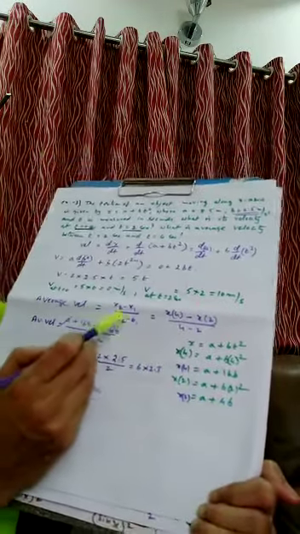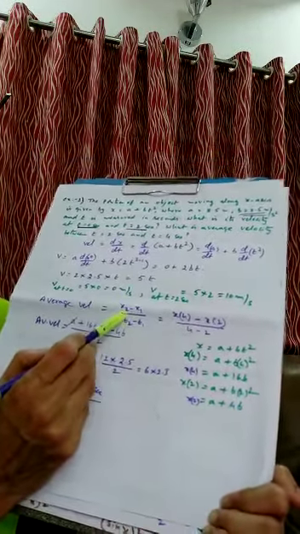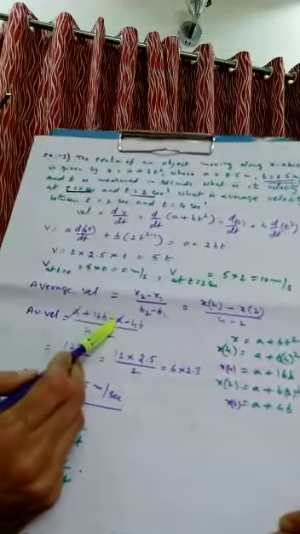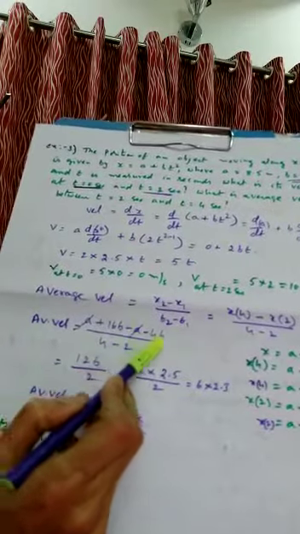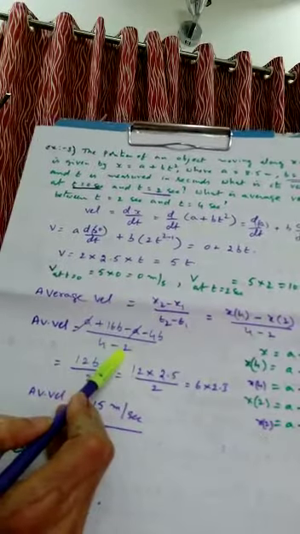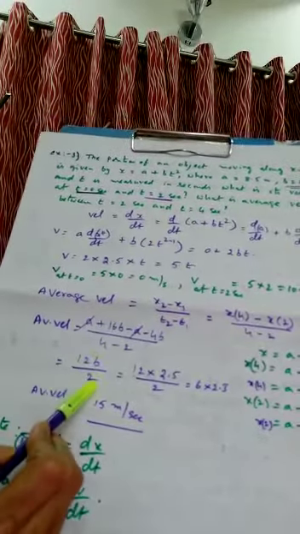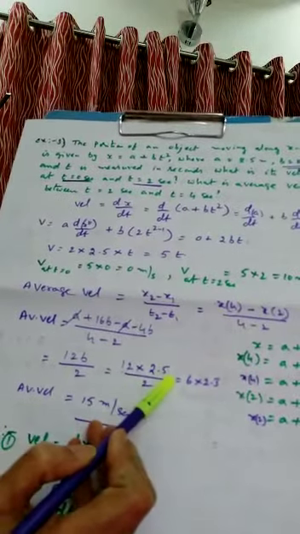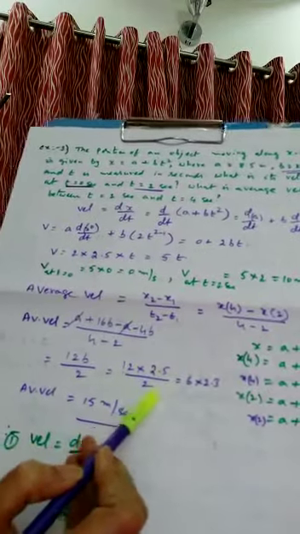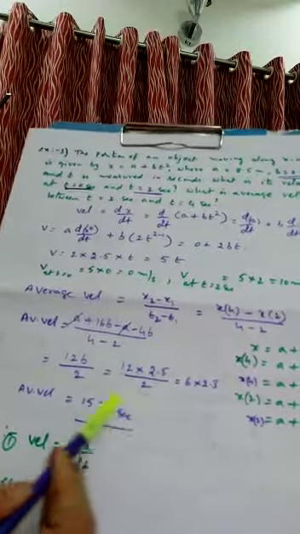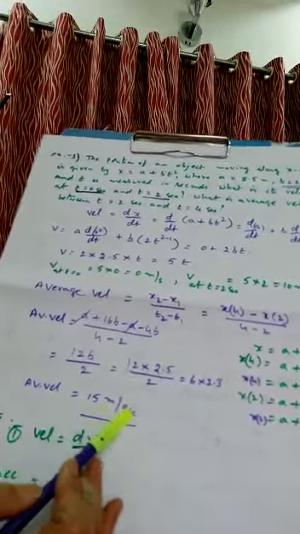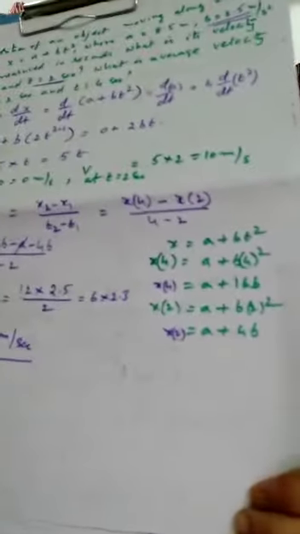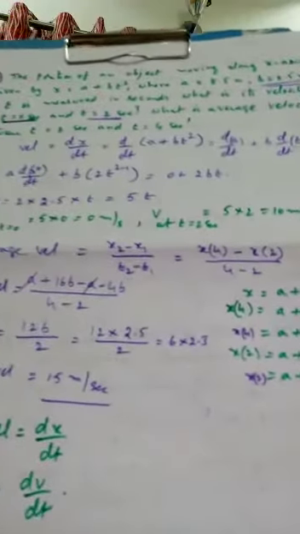So what is the formula? x2, what is the value of x2? That is x of 4. So we get a plus 16b minus a minus 4b upon 4 minus 2. Then the answer is 12b by 2. Do you know the value of b? The value of b is 2.5. 12 into 2.5 by 2, the answer is 6 into 2.5, that is the average velocity is 15 meters per second. It is a solved example of NCERT. I have explained. Please go through it once again.